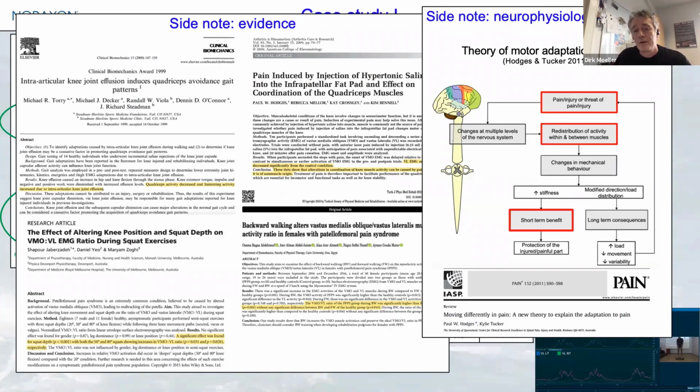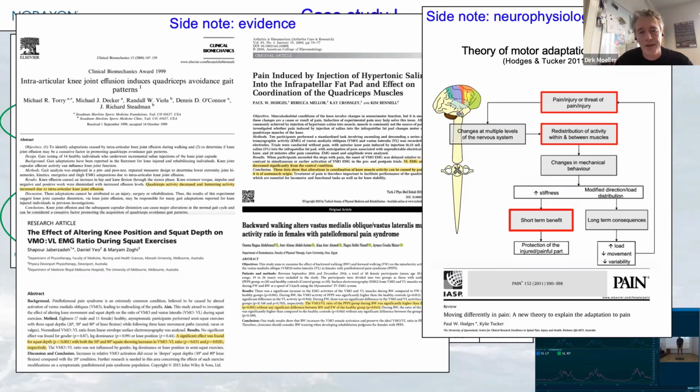So the box at the top, the pain, injury, or threat of pain or injury, leads to changes from the motor cortex down to the motor neurons that feed the muscle fibers. So we have changes on different levels of the nervous system, and these lead to a redistribution of activity within and between muscles. And so we can explain that the VMO-VL ratio changes depending on the input from the central nervous system.